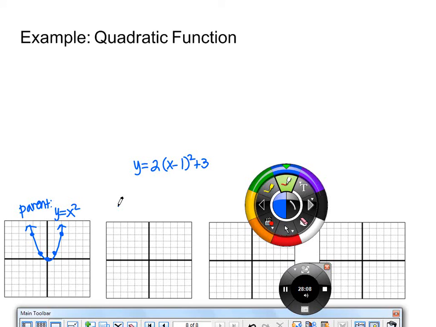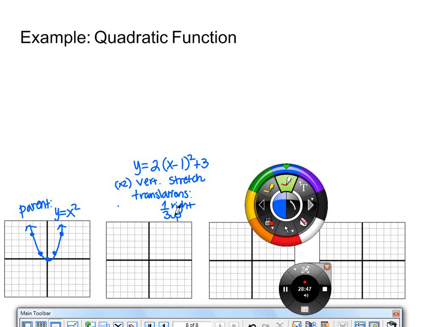So there are no reflections. Because of this 2 out here, there is a vertical stretch or compression. Remember, with the vertical stuff, you take it as it is. So I'm going to be timesing stuff by 2, which is going to make them bigger, which means it is a vertical stretch. The only other things I have in my equation are translations. And the translations here, the h is positive 1, so we're going to go 1 to the right. And the k is positive 3, so we'll go 3 up.